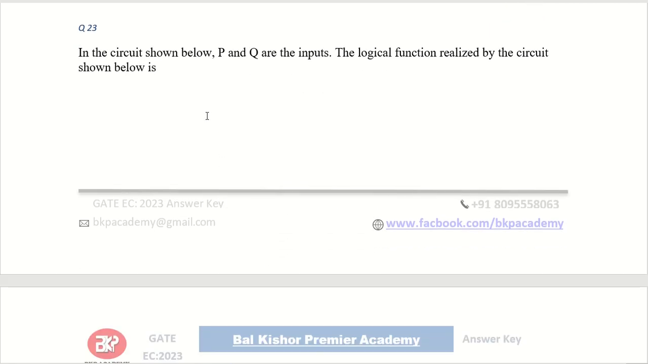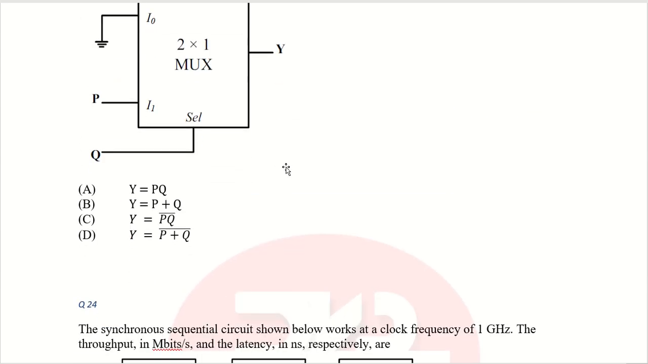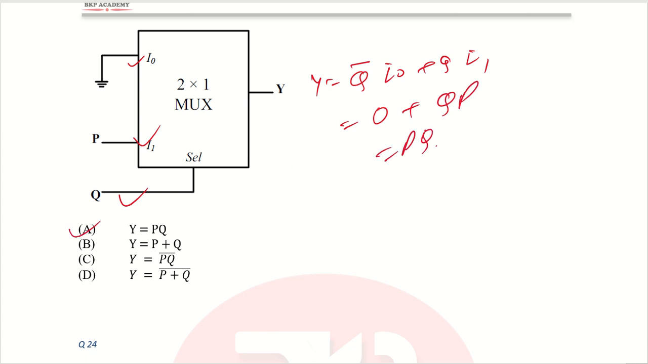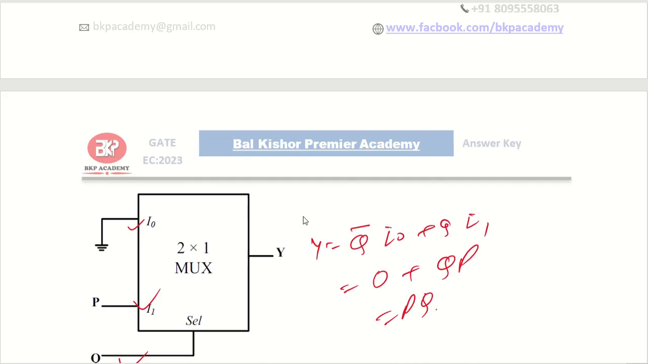Next, question number 23. In the circuit given below, P, Q are the inputs. The logical function realized by the circuit is. So this is a mux. It is a very easy question. This is the select line. This is input I1. I had told you earlier, it takes just a second to solve this question. Y is Q bar into first input I naught plus Q into second input I1. I naught is 0, so this is gone. Q into I1 is P, so this is simply PQ. So PQ is the answer. So question number 23 is A.